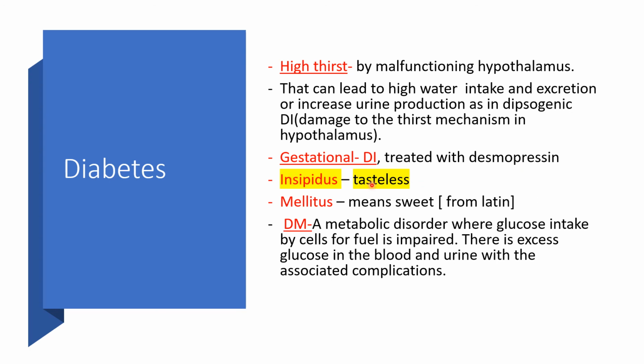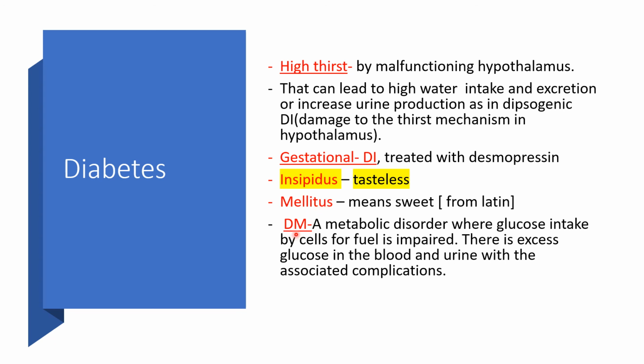Insipidus simply means tasteless, while mellitus means sweet, both from Latin words. In fact, in the olden days, the way they tested for diabetes mellitus or insipidus is that they would notice, when the affected person had urinated, ants would come around the place where the individual with diabetes mellitus had dumped the urine, and that would not be the case in diabetes insipidus. So the presence or congregation of ants around urine on the ground will give the clue that it contains sugar.